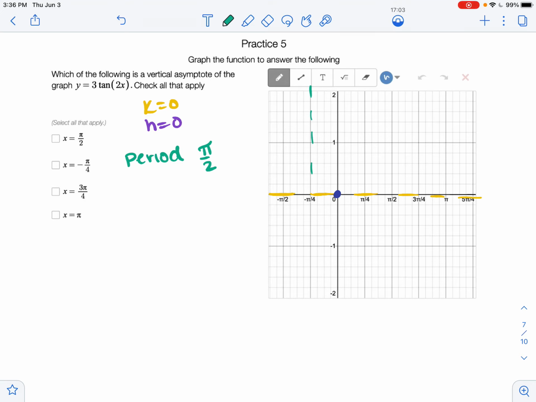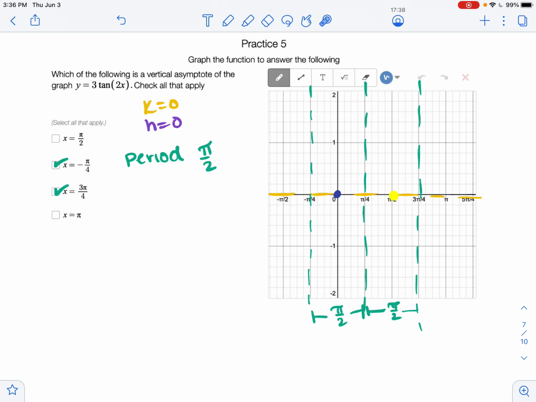So at negative pi over 4 and at positive pi over 4, I will have vertical asymptotes so that there is a period or a distance of pi over 2 between those 2 vertical asymptotes. Okay? So right away, I can identify one of my answers. A vertical asymptote certainly exists at negative pi over 4. Pi over 2 units later, in the positive direction, I'll have another vertical asymptote. So I can see that another vertical asymptote exists at 3 pi over 4.